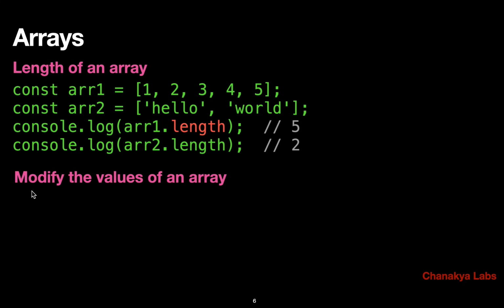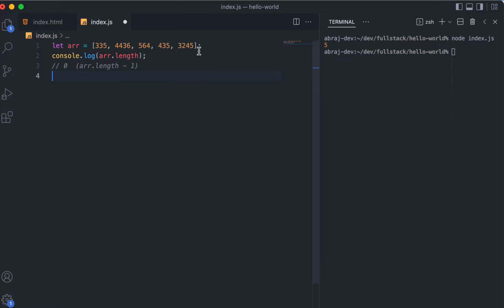Second thing is that we can also modify the value. So it's not that you have declared a particular value and that's it. You have declared a particular array, arr. In this, there are let's say 5 numbers in this case. But you know what? I don't want 4436 here. Let's say I want 44 rather than 4436. Then what I can do is access the value.